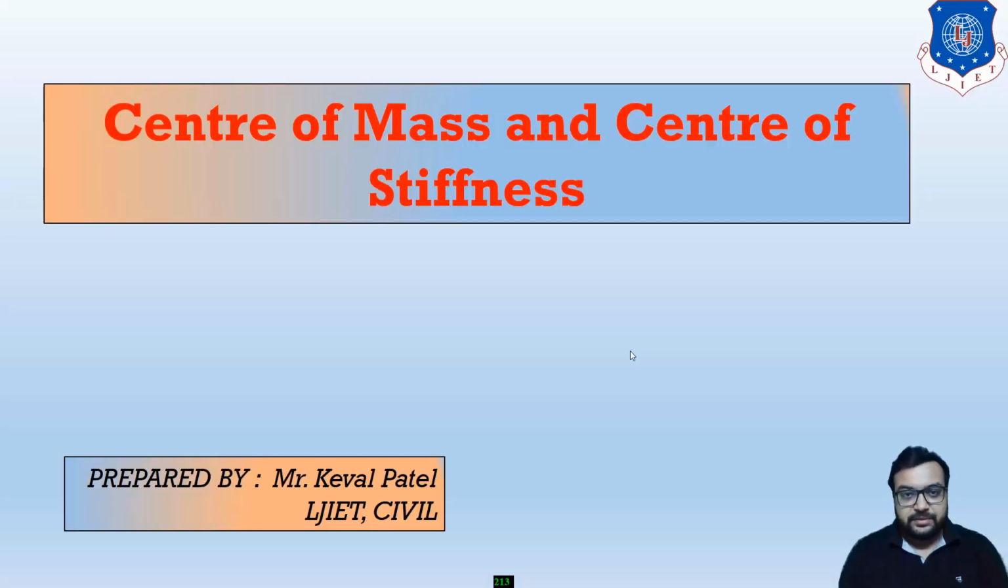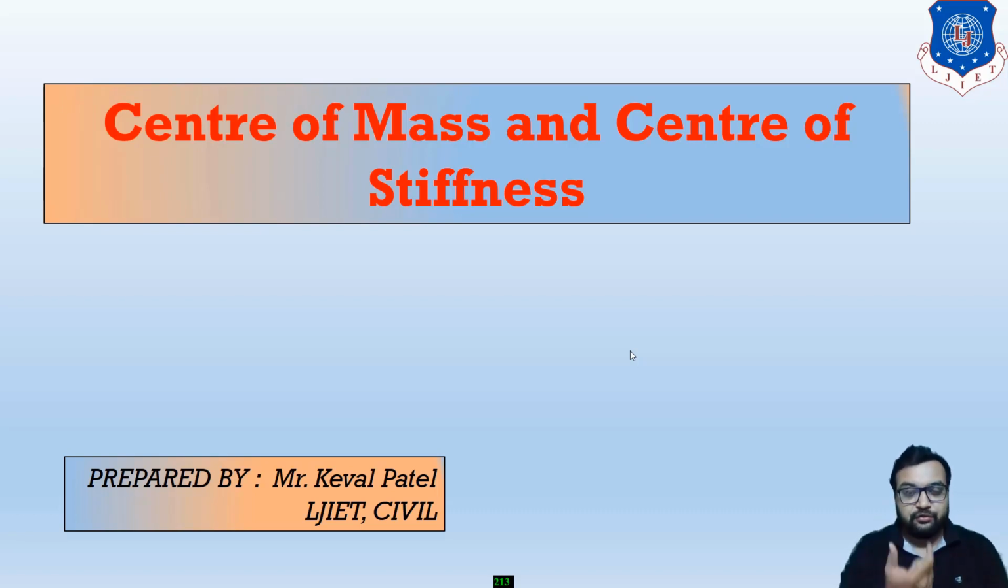Everyone, this is our type 2 example. In this type of example, we have to find out the center of mass. The word is mass; mass means weight. And the second one is center of stiffness. Stiffness means the point at which your load is to be distributed. So first of all, we have to find out four definitions.